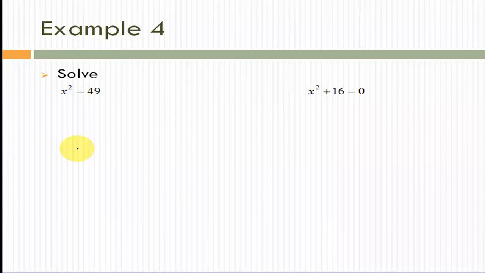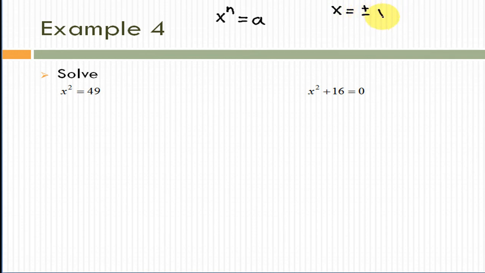Okay. Now let us look at example 4. This is a different kind of equation. The tools to solve problems in example 4 are that the solution to this kind of equation is either x equals plus or minus the nth root of a, or x equals the nth root of a.